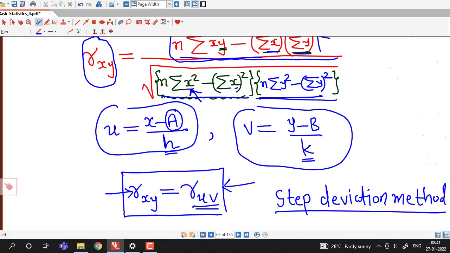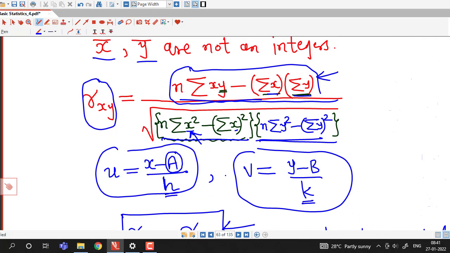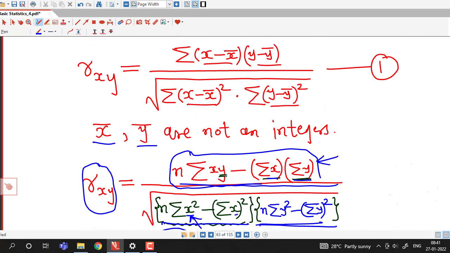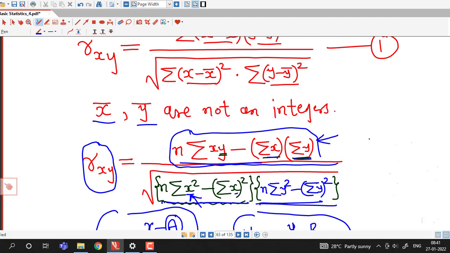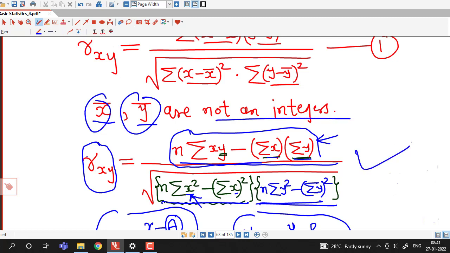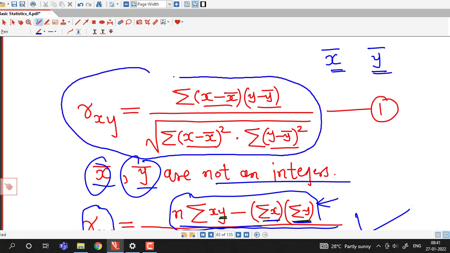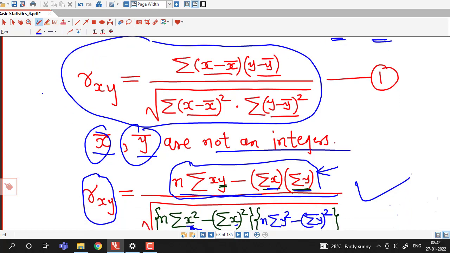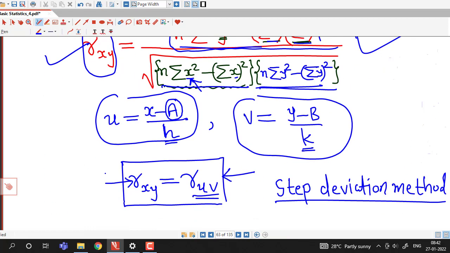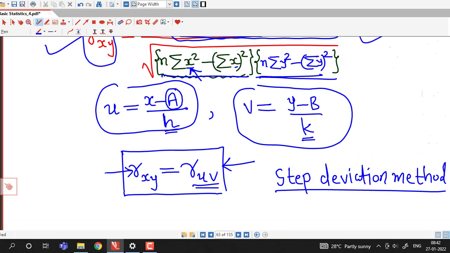So we can use this step deviation method in the case if values of x and y are very large, and if values of x and y are small, and if x bar and y bar are not integers, then we can use this formula to compute coefficient of correlation. If x bar and y bar are integers, and if values of x and y are small, then we have seen how to compute coefficient of correlation using this formula. So we will remember these two formulas and this method, step deviation method.